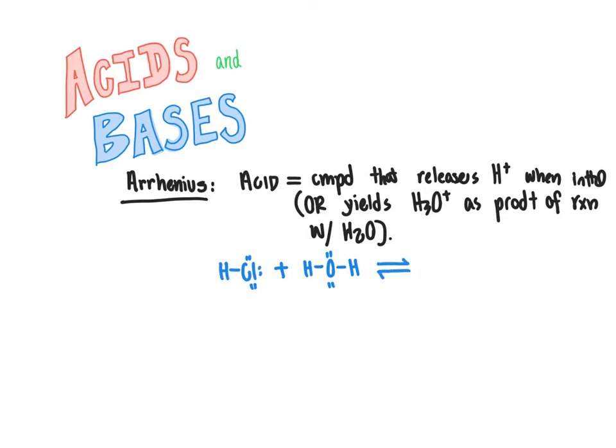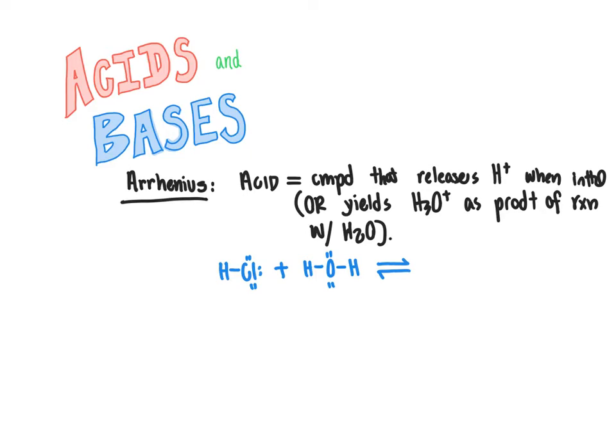So that's my double-headed equilibrium arrow. Remember, this is not the same as a resonance arrow. This indicates that these two substances are reacting with one another. And in this acid-base reaction, for HCl to be classified as an acid, it is going to have to yield H3O+ as a product of reacting with water, or release protons when dissolved in water.